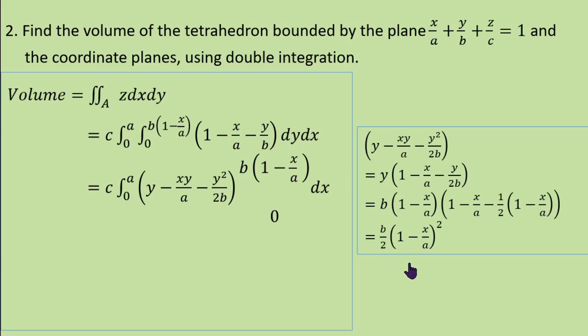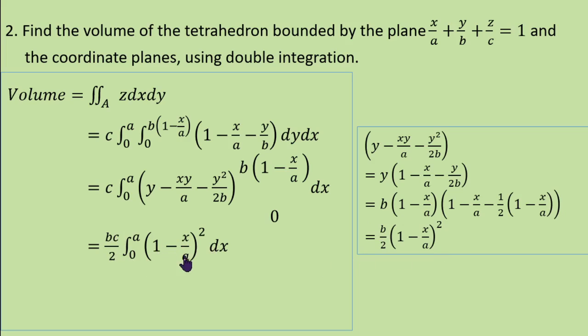Therefore, it is b by 2 into 1 minus x by a whole square. After simplification, it becomes b by 2 into 1 minus x by a whole square, so b into 1 minus x by a into half into 1 minus x by a. Therefore, it is b by 2 into 1 minus x by a whole square. That is integrated with respect to x from 0 to a and multiplied by c.